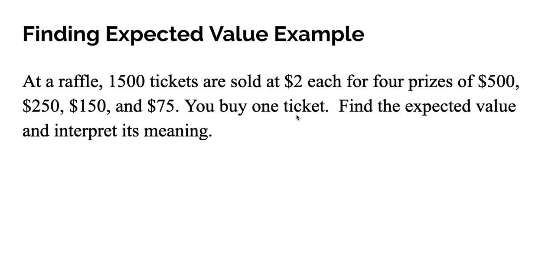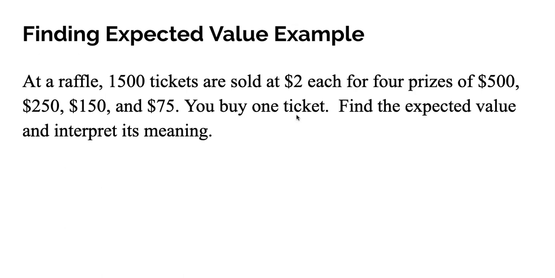So let's try to find one. Now this one is a word problem, and I didn't give you a table, so we're going to fill out the table together. Take a look at a raffle. 1,500 tickets are sold at $2 each for 4 prizes of $500, $250, $150, and $75. How many tickets are winning tickets? Only 4, right? There are only 4 winning tickets out of 1,500 tickets.